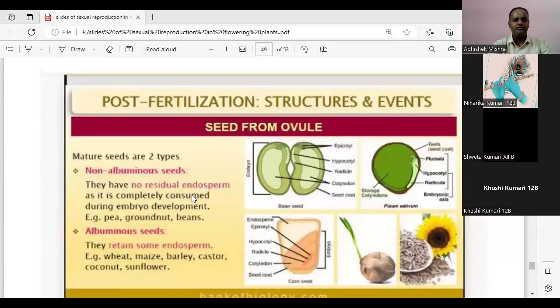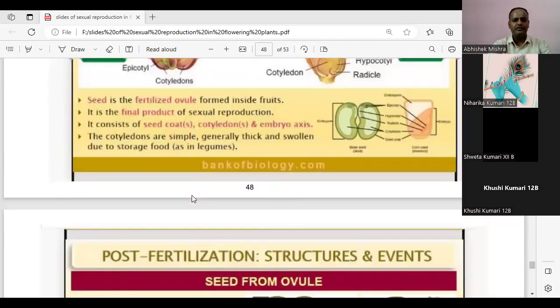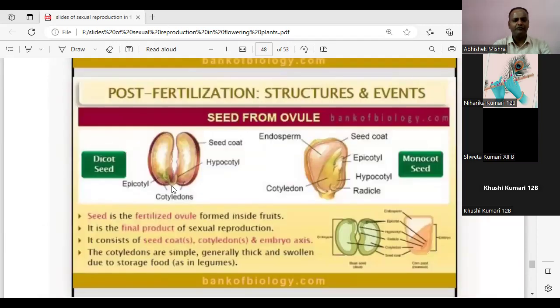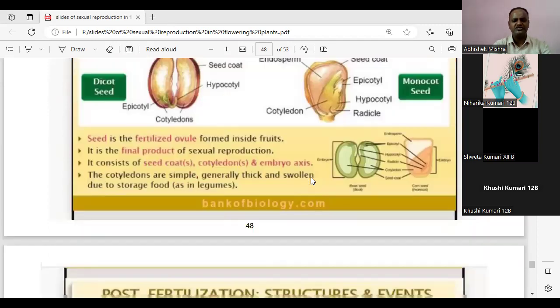Now, regarding the parts, we have already discussed what is epicotyl: the portion of the embryonal axis between the point of attachment and the plumule. The portion of the embryonal axis between the point of attachment and the radicle is the hypocotyl. Cotyledon function we have already discussed.